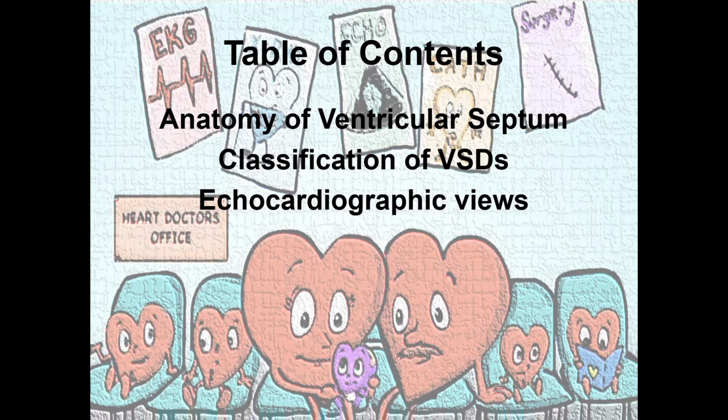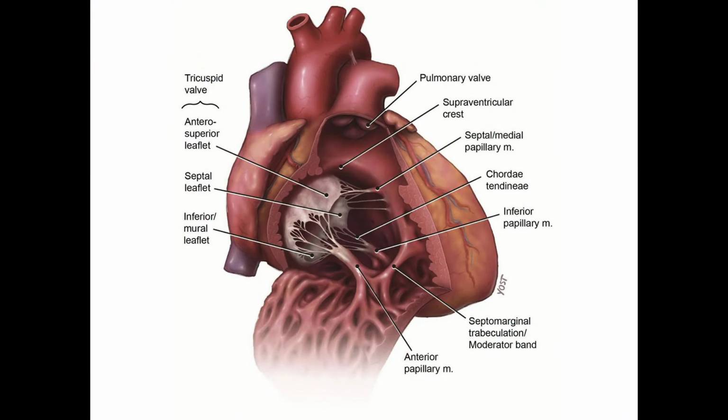In this lecture, we'll cover the anatomy of the ventricular septum, based on which there is a classification system of VSDs, which will be dealt with in another lecture. Whenever we talk about the ventricular septum, we look at it from the right ventricular side, with the anterior or free wall of the RV removed or taken off.